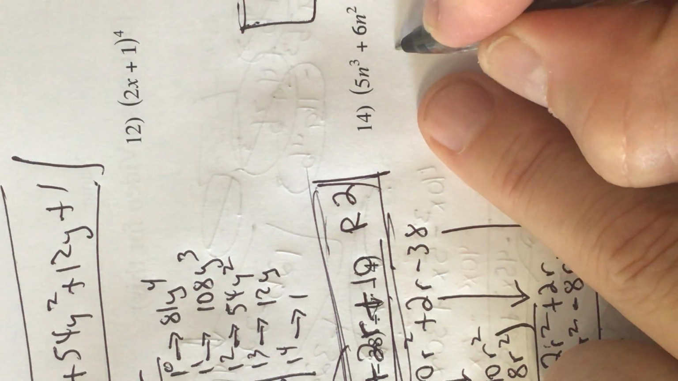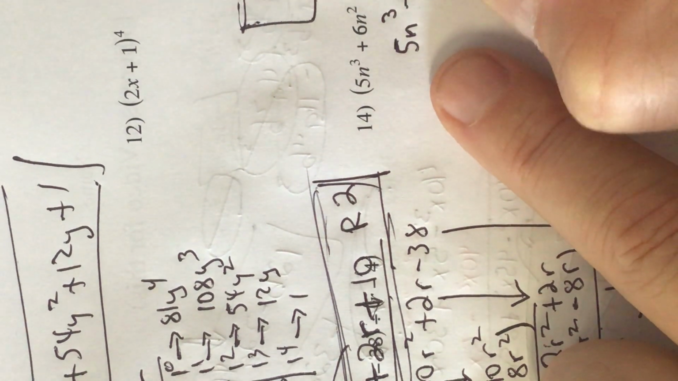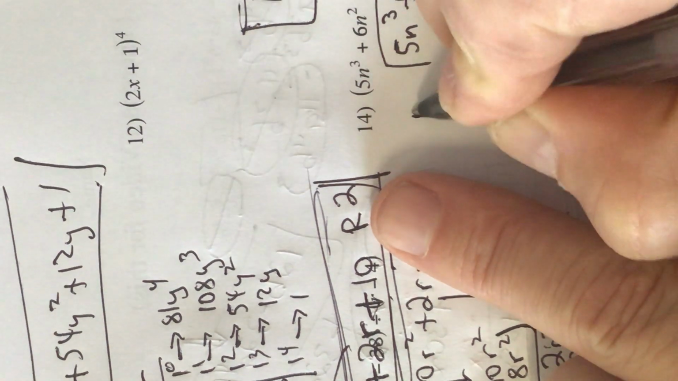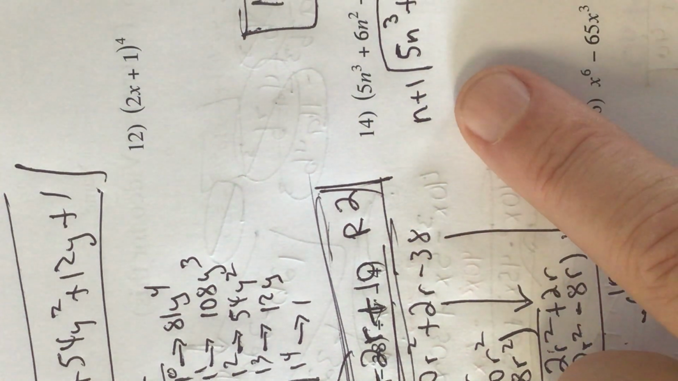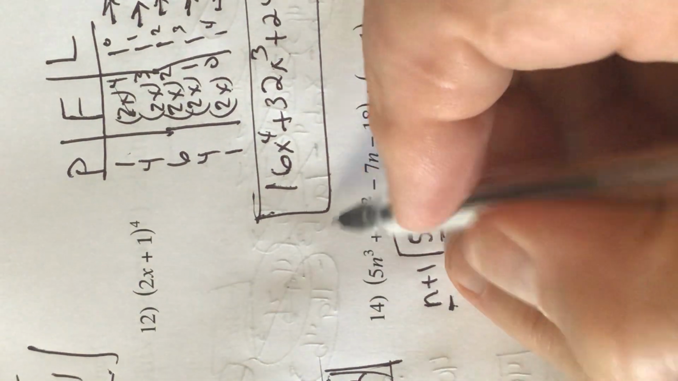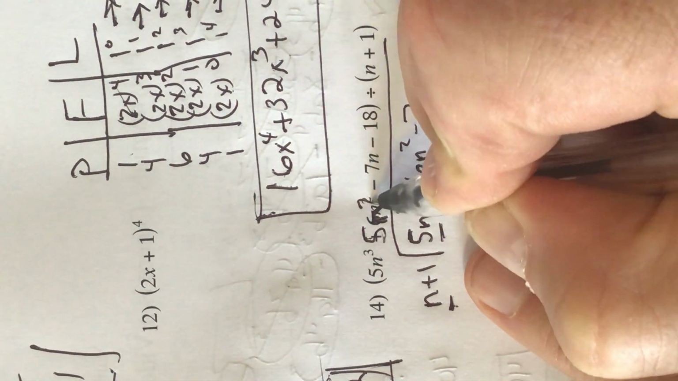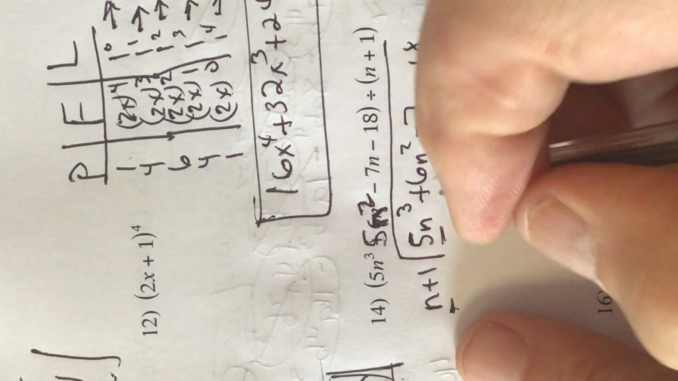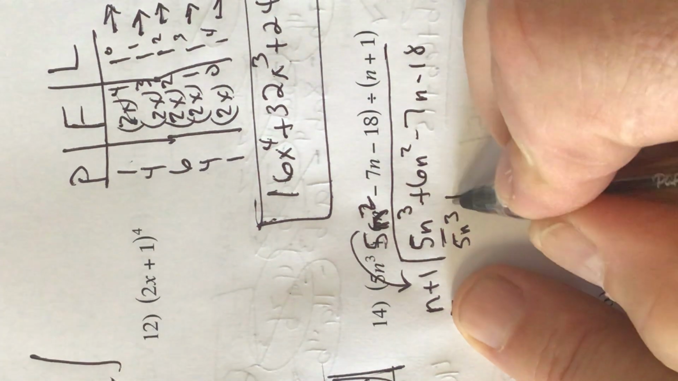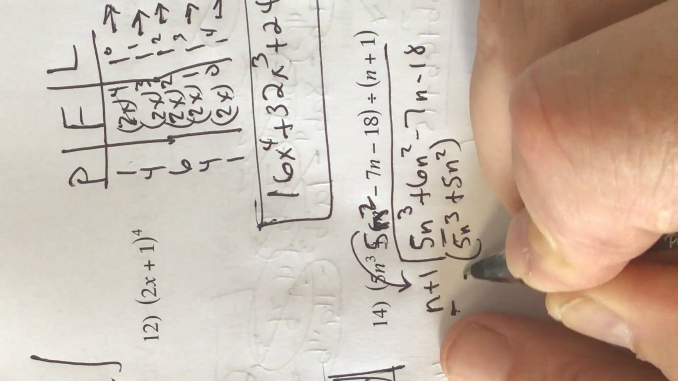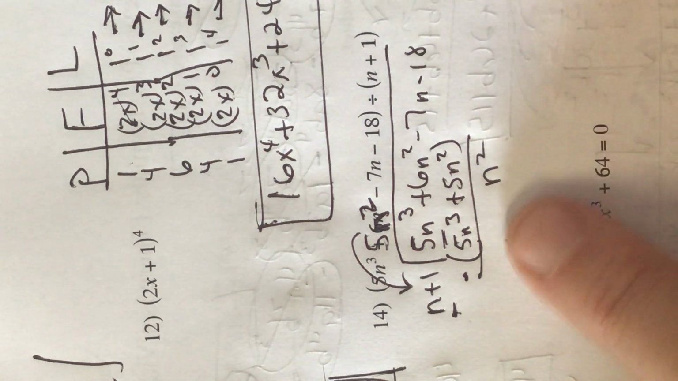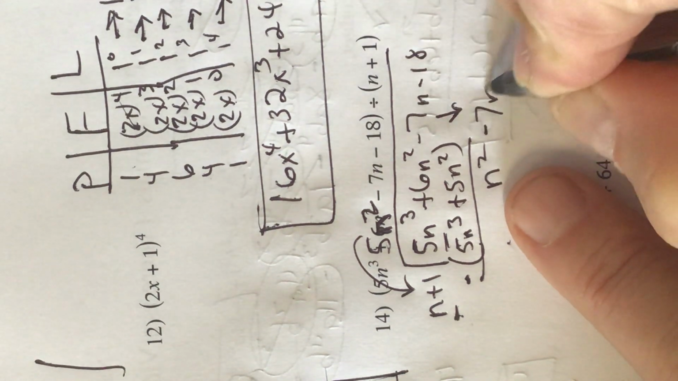Okay, so if I were to do this one, I got 5n to the 3rd plus 6n to the 2nd minus 7n minus 18. And I would like to put into that n plus 1. Trying to get the first piece, so I need a 5n squared. 5n squared times n is 5n to the 3rd, and 5n squared times 1 is 5n squared. Package it and subtract it. 5 minus 5 is 0. 6 minus 5 is n squared. Drop the next one down.